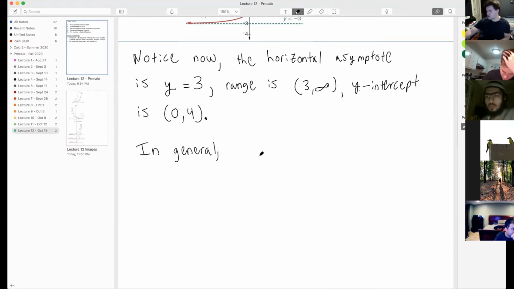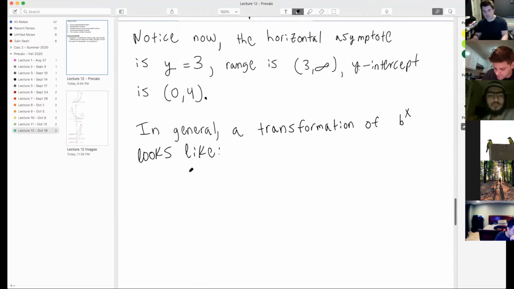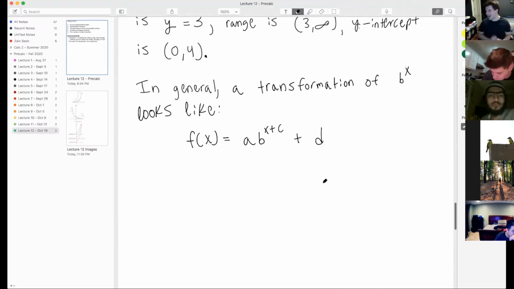Good. So now let's do a transformation in general. So in general, a transformation of b to the x, what does it look like? It'll look like this. f of x equals a times b to the x plus c, plus d. So hopefully this looks kind of familiar to when we were doing transformations of other functions.